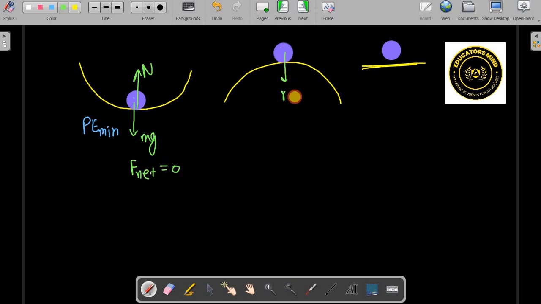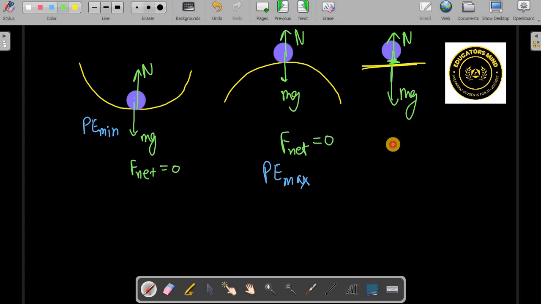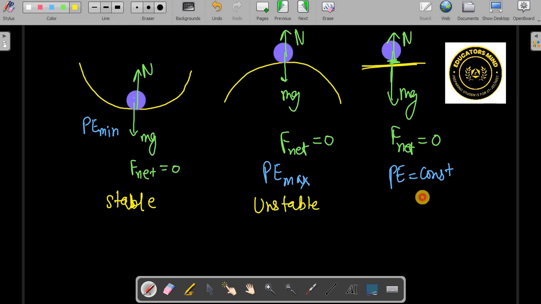In this case also mg and normal can balance, so here also net force is 0, but we need to note that the potential energy in this case is maximum, right? And here if you see this case, this is of course balanced because the normal from the contact surface and mg on the body are balanced, so here also net force is 0, right? But in this case potential energy is constant. So that's the case of stable equilibrium, unstable equilibrium, and this is neutral equilibrium.